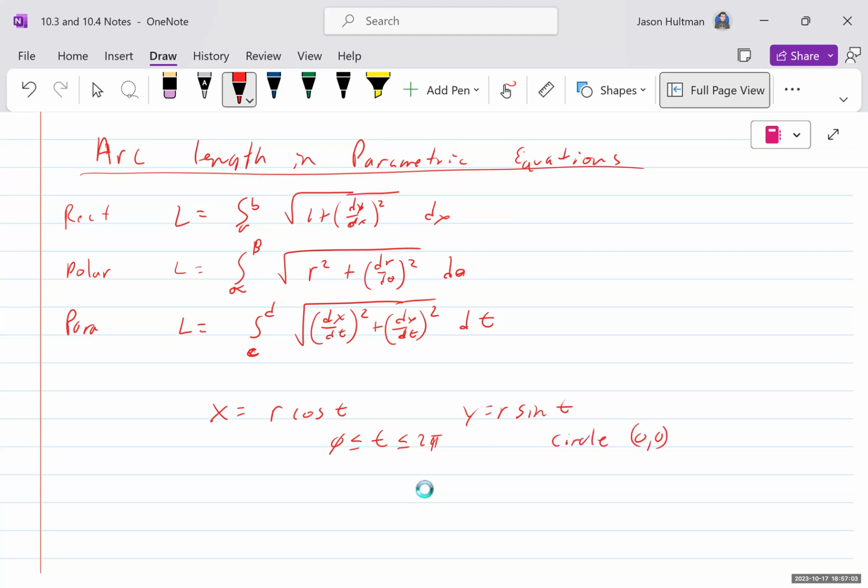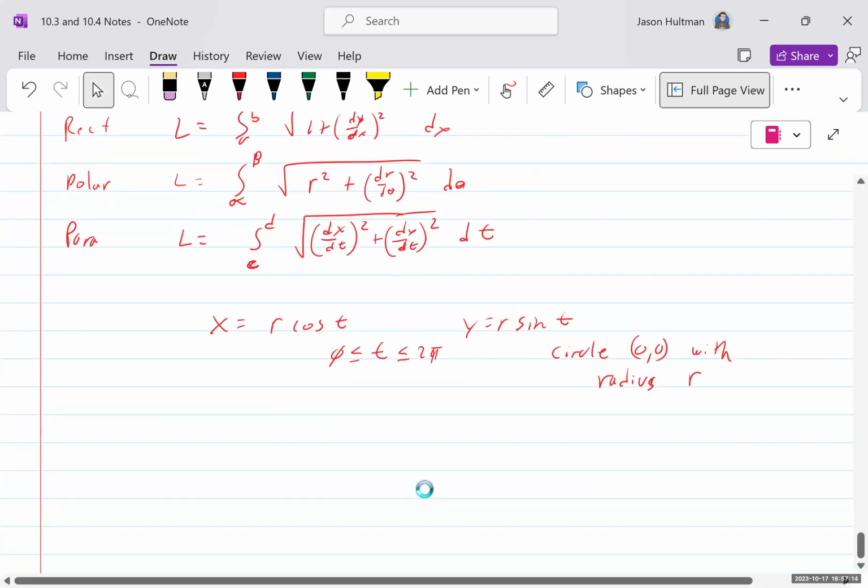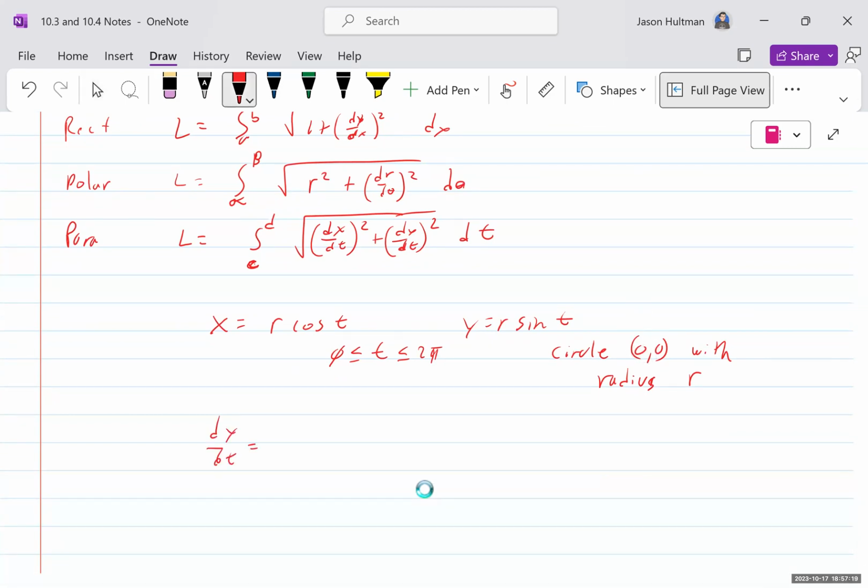Circle at 0, 0 with radius r. And what I want to do is find the arc length of this thing. What would be the arc length of this thing? Well, what's dx dt? Dx dt is negative r sine t. And what's dy dt? It's r cosine t. I'm going to plug that into my formula here for my parametric. We're going to go 0 to 2 pi.